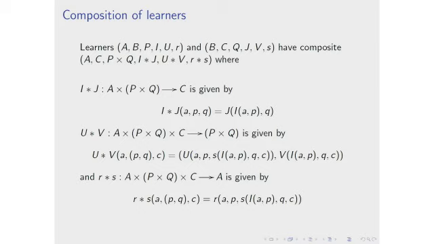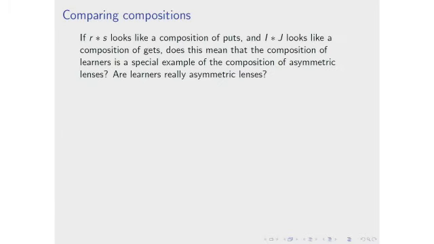Good. Okay. So that's composition of learners, and hey, look, it looked a lot like composition of lenses. Now I'm starting to think something's going on. Okay. So we literally should compare these composites and make them precise. So does this mean the composition of learners is a special example of the composition of these, sometimes called asymmetric lenses, the ones where a system knows all the stuff, the ones I've shown you so far? So are learners really asymmetric lenses?